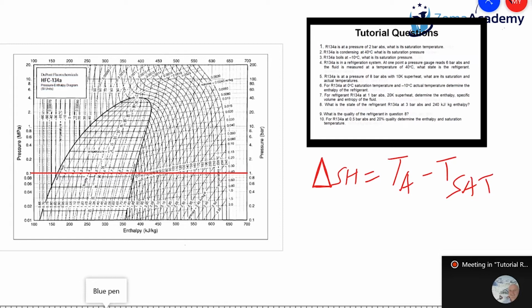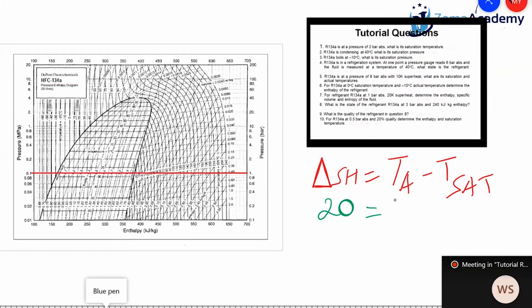Now, we know our degree of superheat, which is 20. Do we know our T actual and T sat? If we know our saturation pressure, you also know your saturation temperature from the pressure. So at 1 bar, we plotted. If you look at the temperature where our 1 bar line is, what temperature do we see? It's between minus 30 and minus 20. 27-ish. Do we say 27?